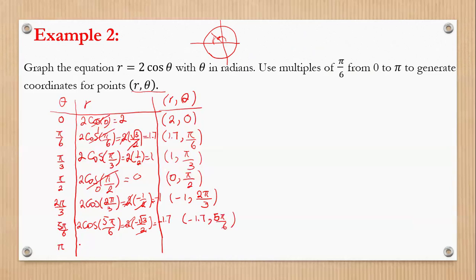And the last point, if I replace theta by pi, the cosine of pi is negative 1. 2 times negative 1 is negative 2. Now we need a polar grid and then find the points.